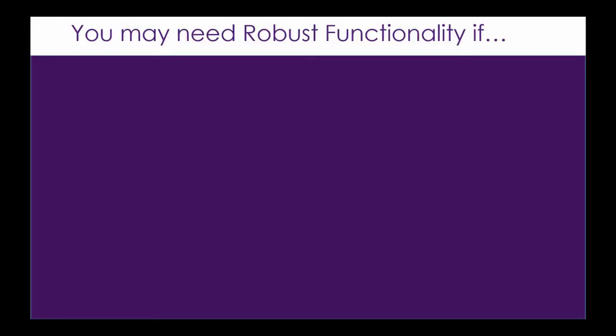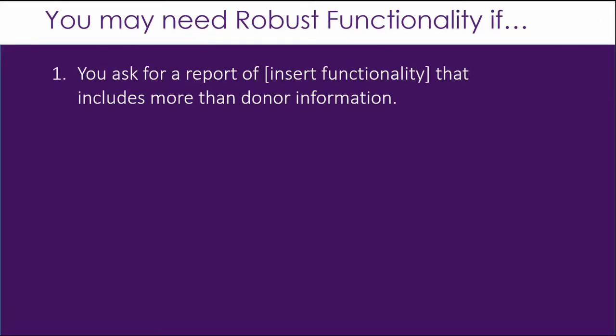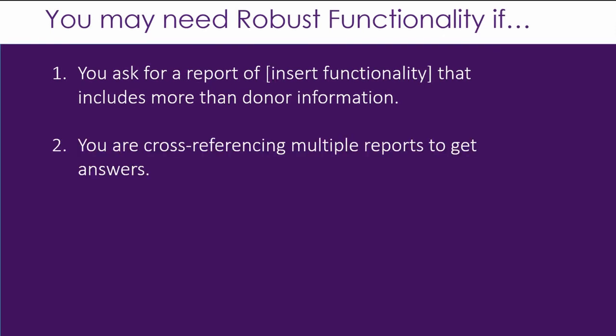Okay, that might have been more information on database structure than you needed, but it's really hard to understand functionality without understanding how a database functions. So now let's apply our new understanding to the question at hand. Does your organization need robust functionality? You may need robust functionality if you ask for a report that includes more than donor information, such as, I need an event report for all events in the last 2 years. You find yourself referencing multiple reports to get the answers that you need.